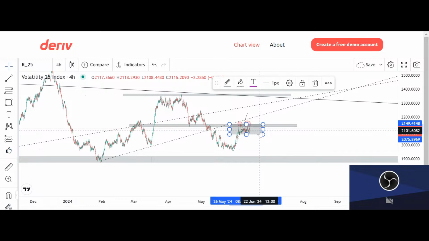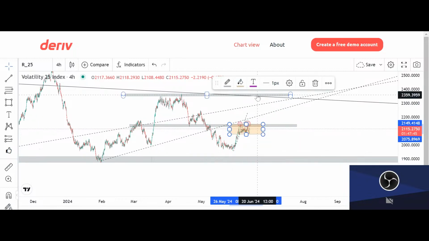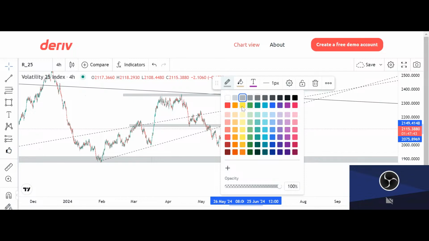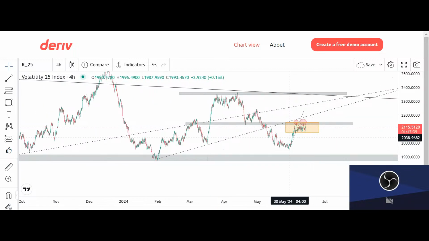Now, let's call this range. I like to call the range something different. Maybe let's use this color. This could give us a different picture of what's happening. Okay, so in the range, that's why we're not doing anything on V25.